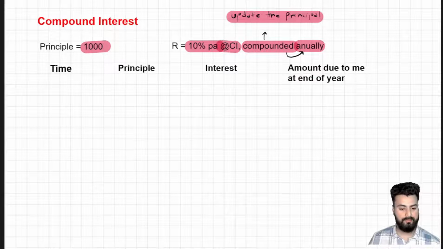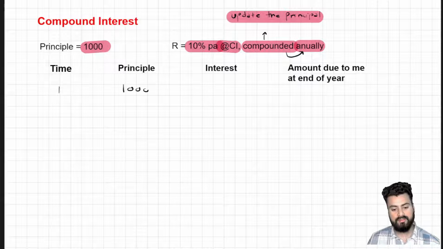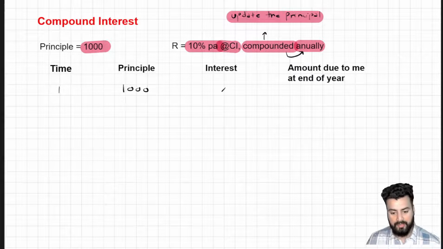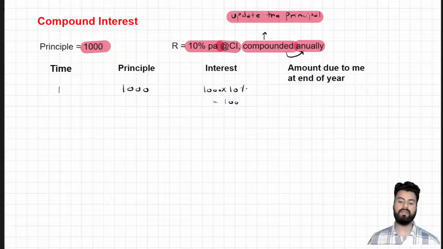For the first year, if I ask you what is the amount kept at the start of the year, you would say, sir, we just have rupees 1000. So 1000 is the amount which I have kept at the start of the first year. Once the year ends, I need to calculate interest. How much? 10% of the principal, 1000. That will be 100 rupees.